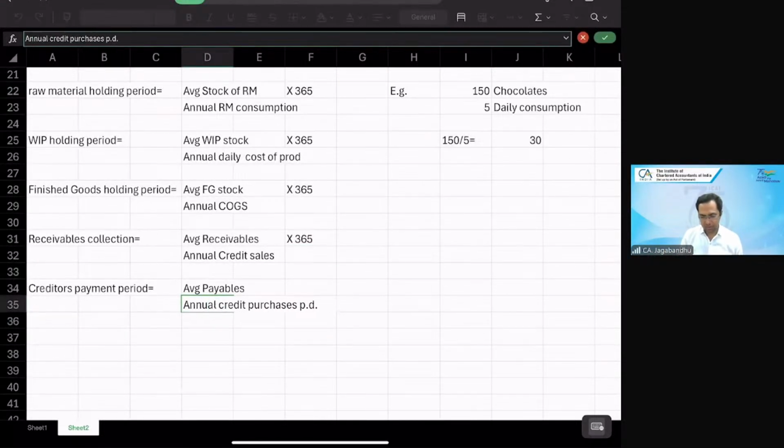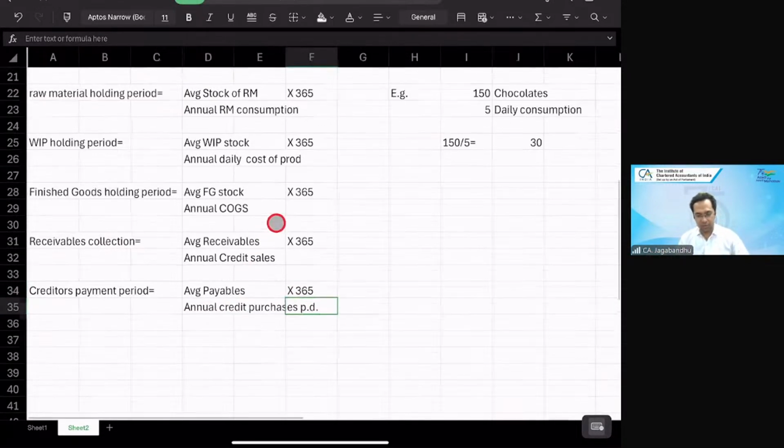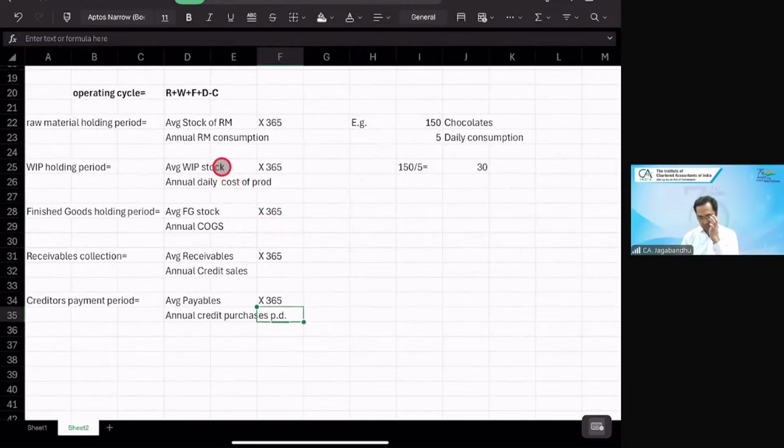Right? So this is annual credit purchases into 365. So average stock of raw material, average WIP stock, everywhere we're going to take the average numbers. But in the denominator, instead of taking per day figures, we would like to take annual figures and then simply multiply by the 365 numbers.